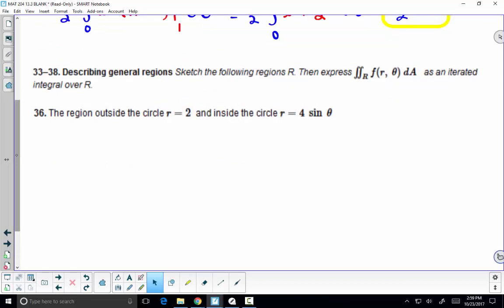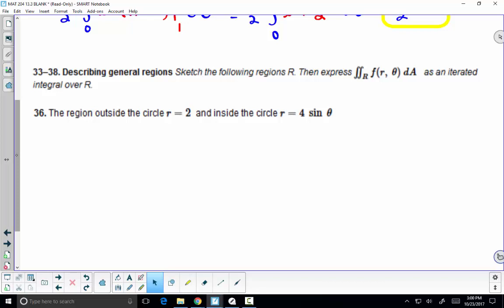Sketch the following regions. Then express the double integral of f as an iterated integral for r. So again, double integral means that usually you have an f and a dA. Iterated integral means you've broken it apart and you have x limits and y limits and a dx dy or a dy dx. In practice, usually we just call both double integrals. It's too complicated to always distinguish, but technically there is a difference.